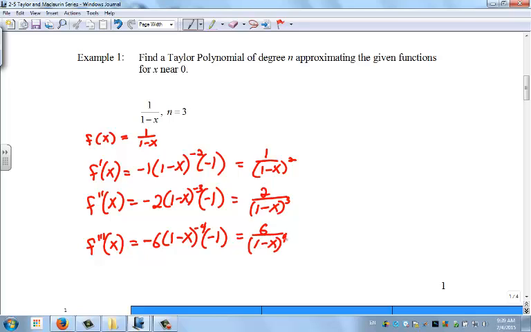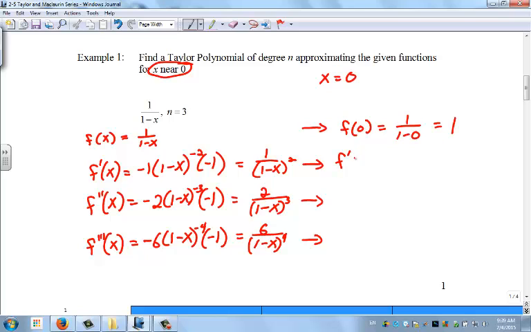So now what we'll do is we will plug in the value that we need. Now the value that we need here is x near 0. So we're talking centered at x equals 0. All right, so when we plug in those values for x, we get f of 0 is equal to 1 over 1 minus 0, which is 1.